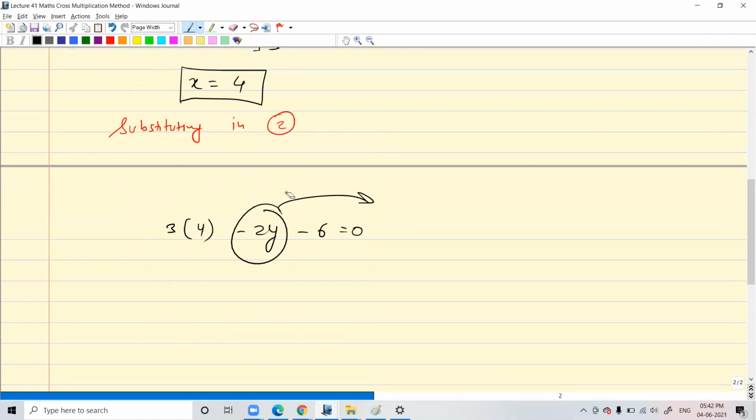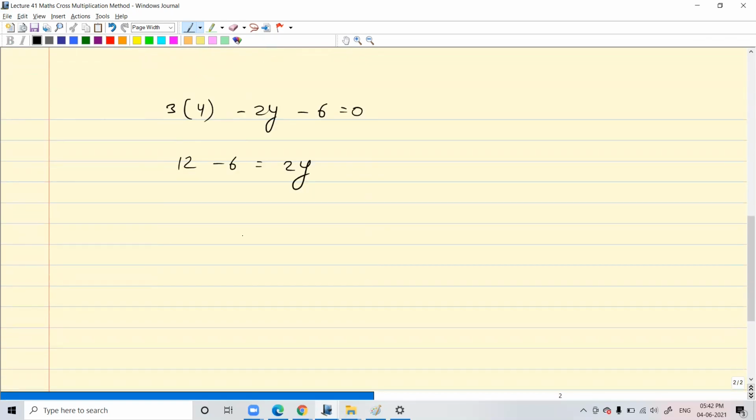So I'll send it to the other side. It will become plus 2y over there. And this is 3 4s are 12. So this is 12 and minus 6 here. And on the right hand side, I have 2y. So tell me 6 is equal to 2y. So what is y equal to? 6 by 2. That is 3. So is it clear? Elimination method.